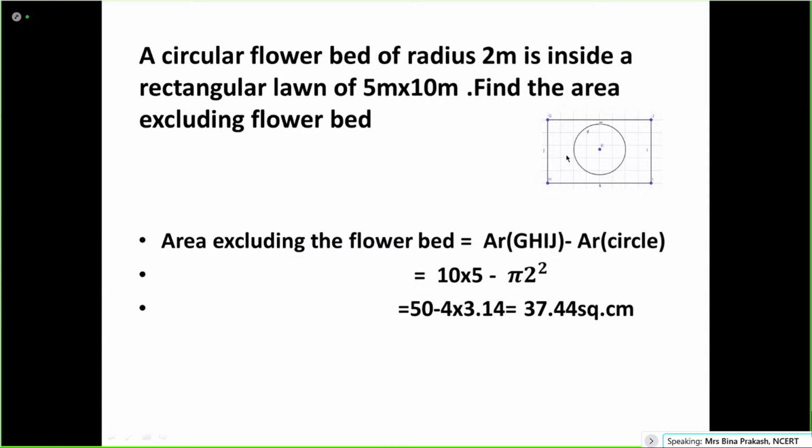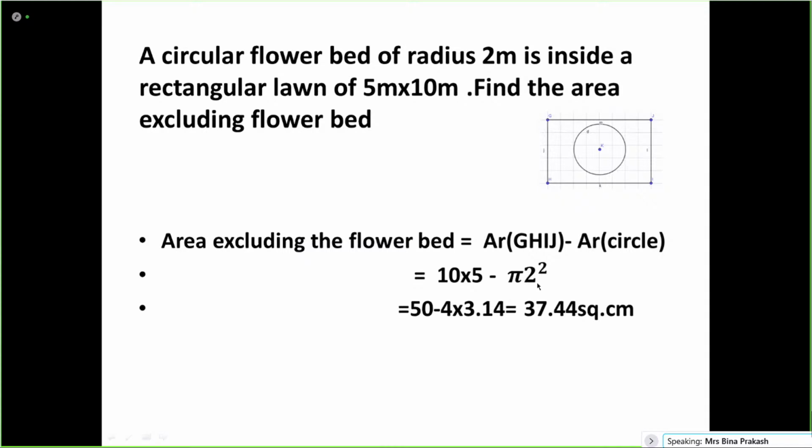Suppose the children want to play. What's the area that is left out for the children to play? It is nothing but the area of the rectangle GHIJ. GHIJ is this rectangle. From that, you remove the area of the circle. So we have the area of the rectangle, length multiplied by breadth, that is 10 multiplied by 5, minus the area of the circle, that is pi r square. Just now I gave you the formula for the area of the circle.